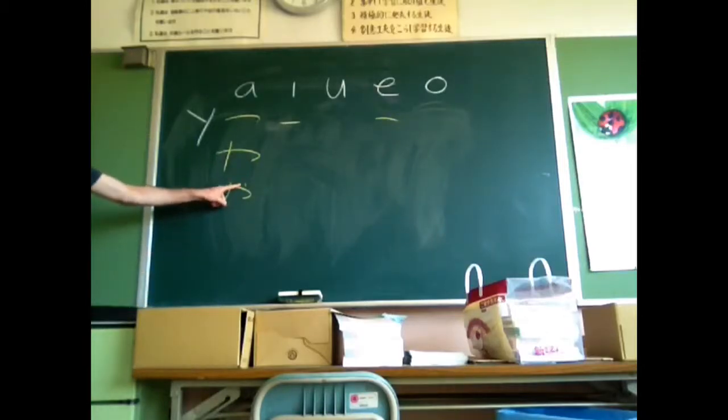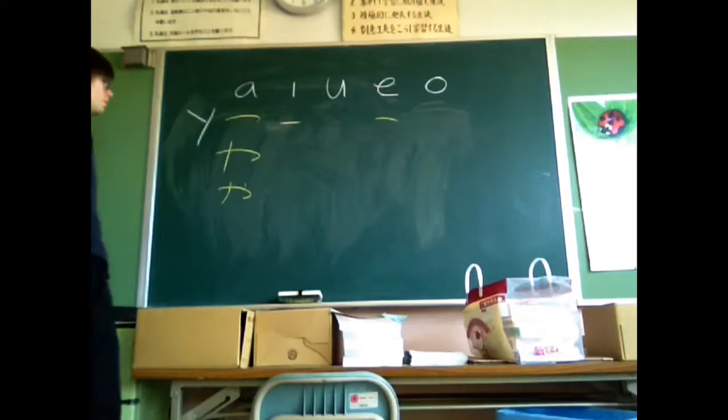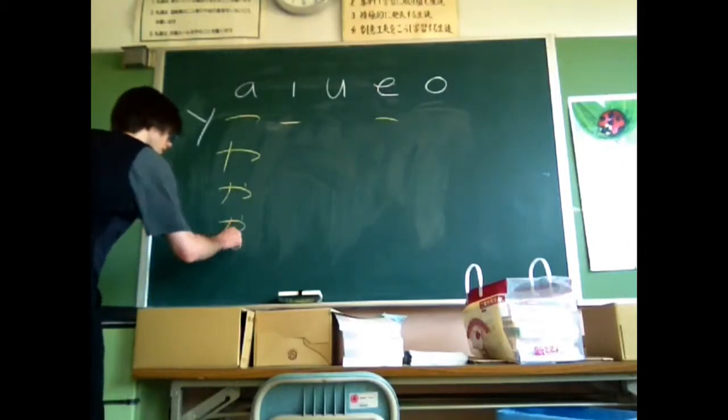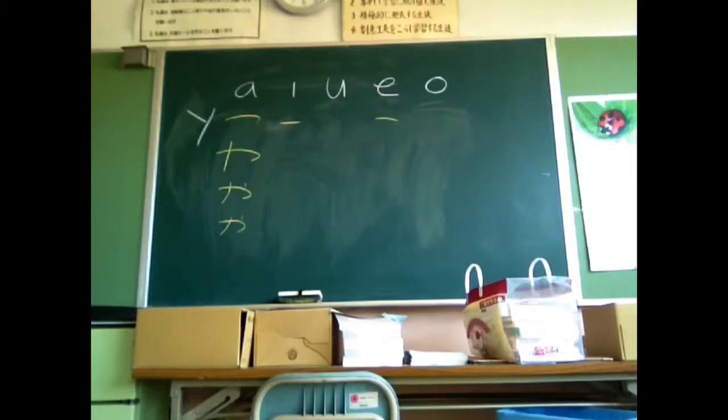This little tiny dot thing has got to be there because it's super important, otherwise it's not the right character. So, hook, line, tab. Ya.